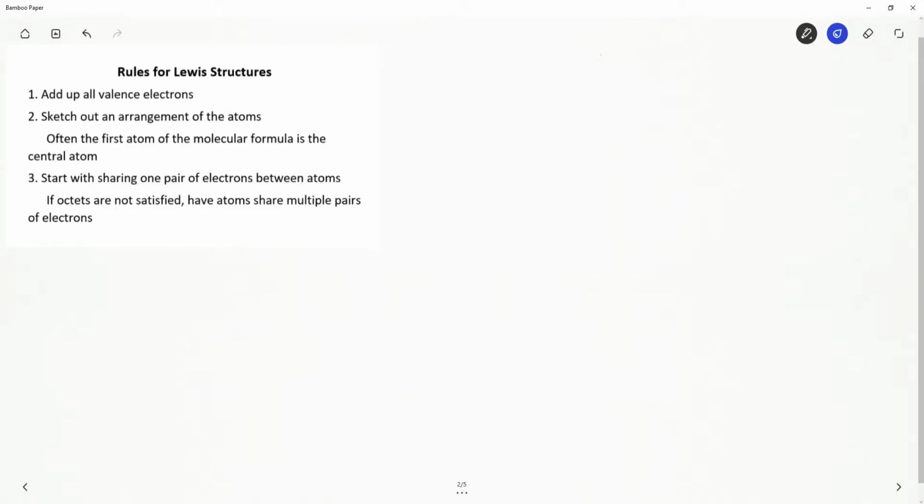In the spirit of sharing, I'm going to take our rules for Lewis structures and add a modifier to our rule number 3. Like we saw in the previous video, rule number 3 is we're going to start by sharing one pair of electrons between atoms. However, our modifier states that if octets are not satisfied when you shared one pair, then you need to make the atoms share more. So let's start with a very familiar molecule. Let's start with carbon dioxide.